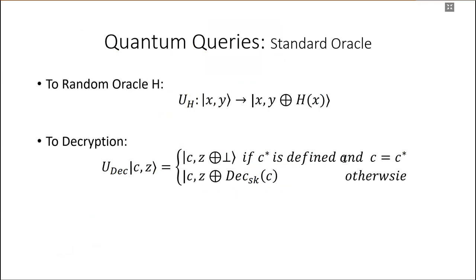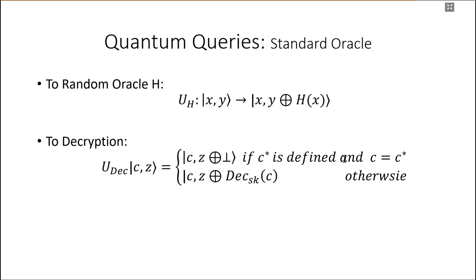The canonical way of querying a classical function H, or implementing H on a quantum computer, is to prepare two registers, one input register and one output register, and then the basis state ket x, y goes to ket x, y XOR f of x. So the evaluation of f on input x is stored in the y register.